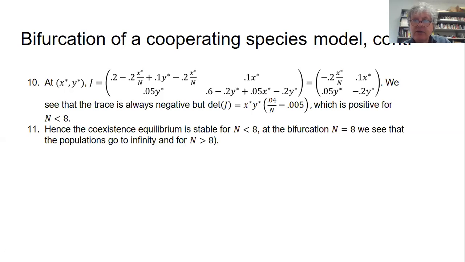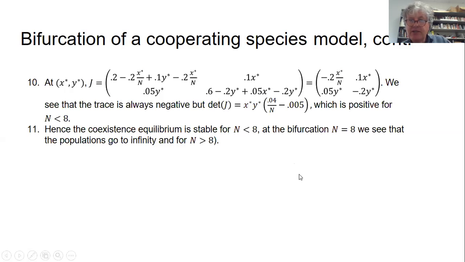And then when you look at the determinant, do AD minus BC. You see you've got an x star times y star in both terms there, so you can pull that out as a common factor, and we get 0.04 divided by n minus 0.005. And that's positive when n is less than 8. Great. So we know for stability, we want a negative trace and a positive determinant. So the coexistence equilibrium is stable for n less than 8.